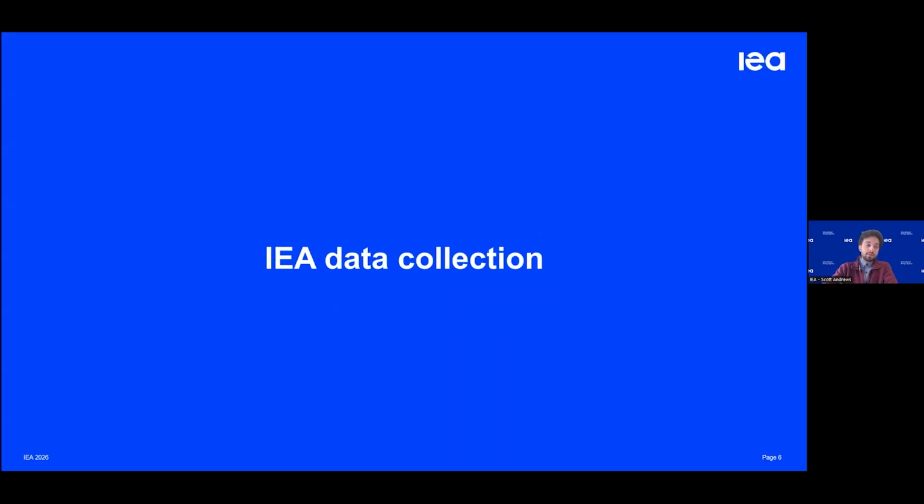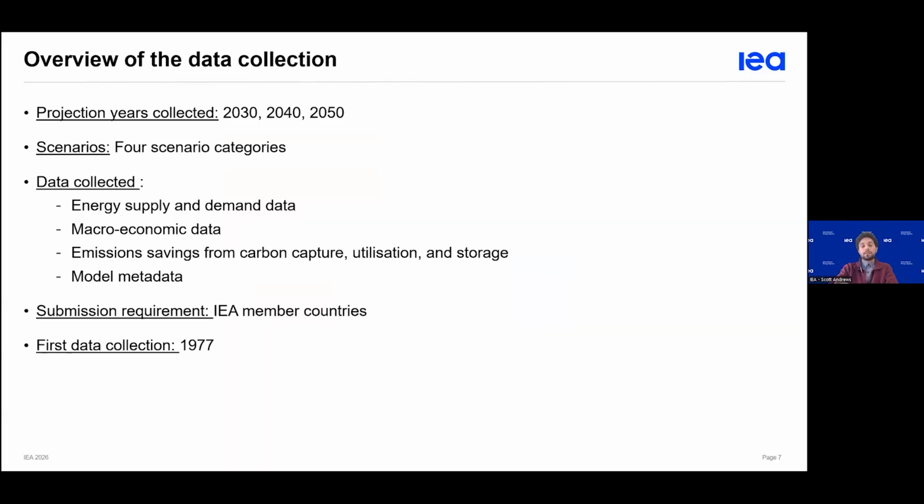Okay, so we've talked a little bit about the context. Then let's look a little bit more at what the data collection looks like on the IEA side. We ask that compilers submit data for 3 projection years: 2030, 2040, and 2050. One of those might have to be revised soon, as it's coming up quite soon. Then we have 4 different scenario categories that we ask compilers to categorize what they're submitting into. We'll get more on scenarios in a second.